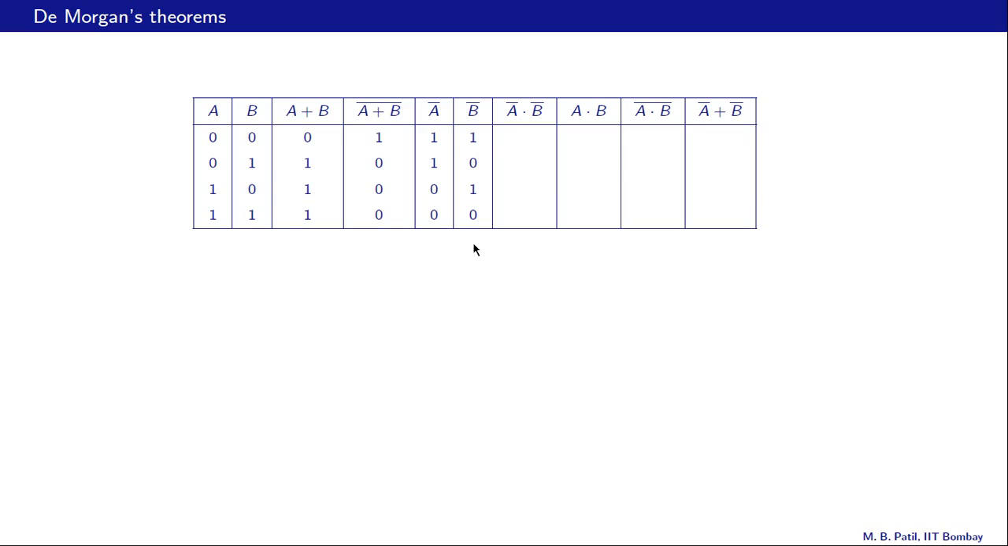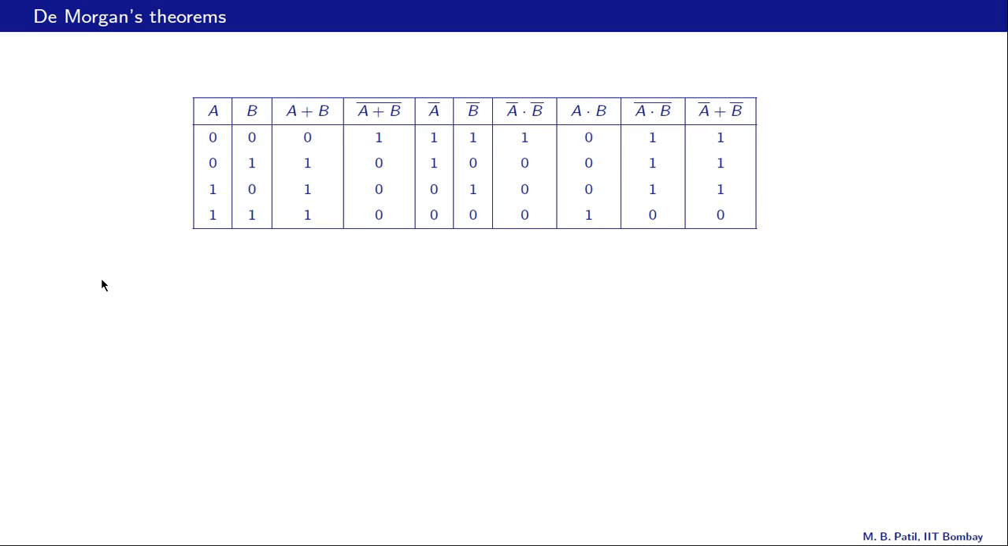A bar and B bar, this will be 1 only when A bar is 1 and B bar is 1, otherwise it would be 0. So it would be 1 here and 0 otherwise. A and B, this would be 1 if A is 1 and B is 1 and 0 otherwise. What about A B whole bar? Just the inverse of this column. So 1, 1, 1, 0. What about A bar plus B bar? This would be 0 only if A bar is 0 and B bar is 0. And when does that happen? That happens here. A bar is 0 and B bar is 0. So it would be 0 here and 1 otherwise.